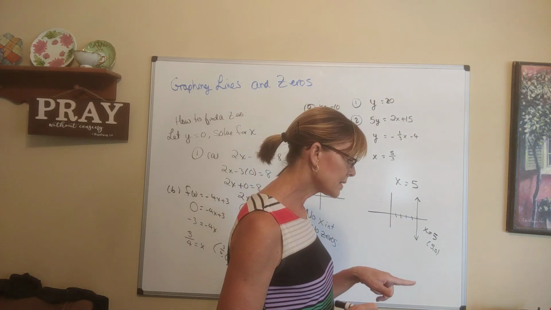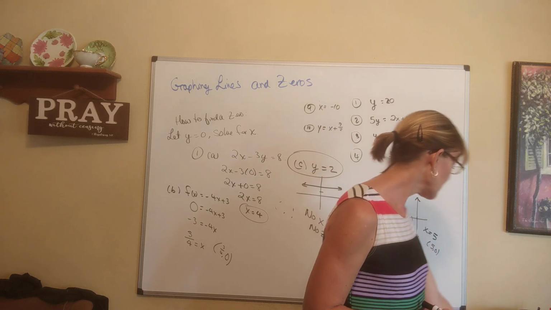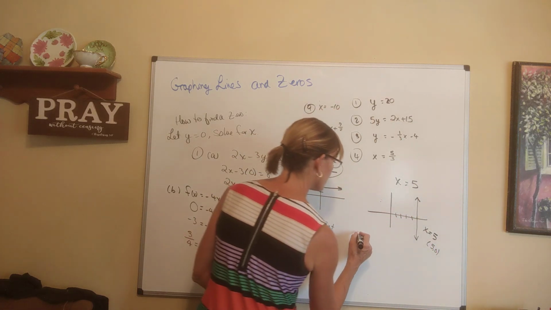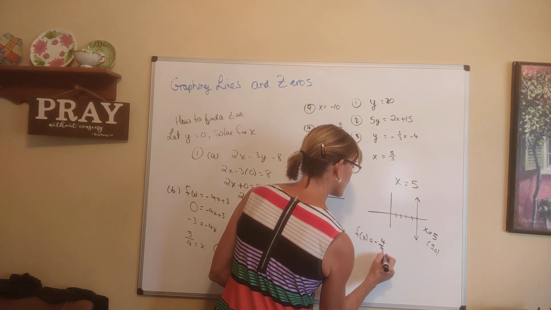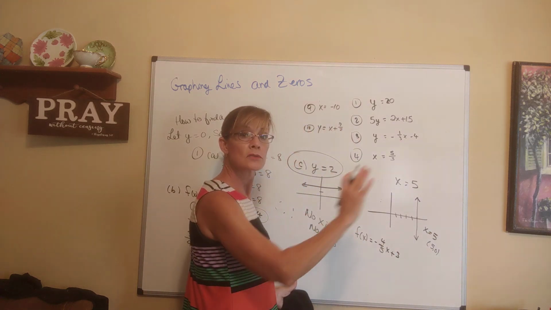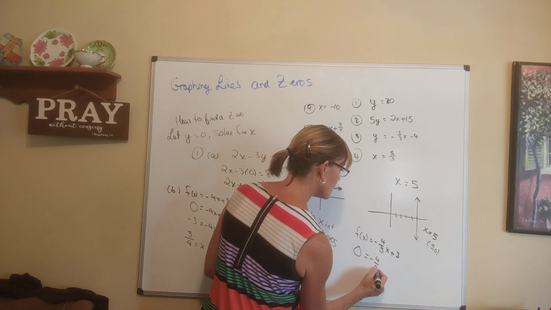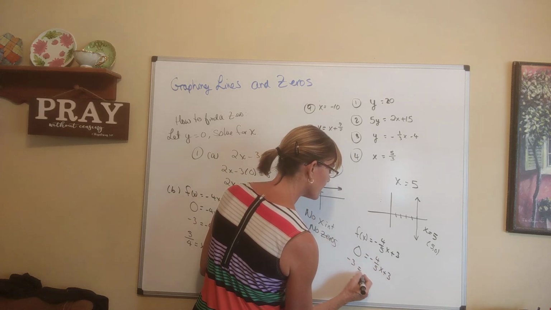All right, lastly, E, find the zeros. F of x is negative 4/5 x plus 3. Find the zeros. Let y be 0. Solve for x. So we're going to say zeros here. Subtract 3.